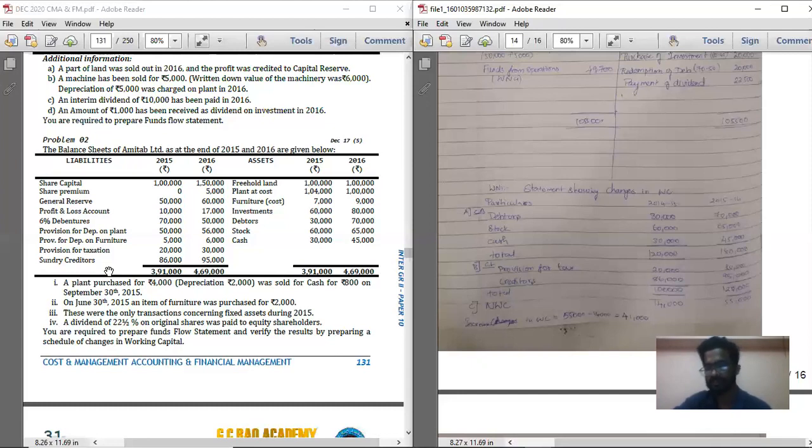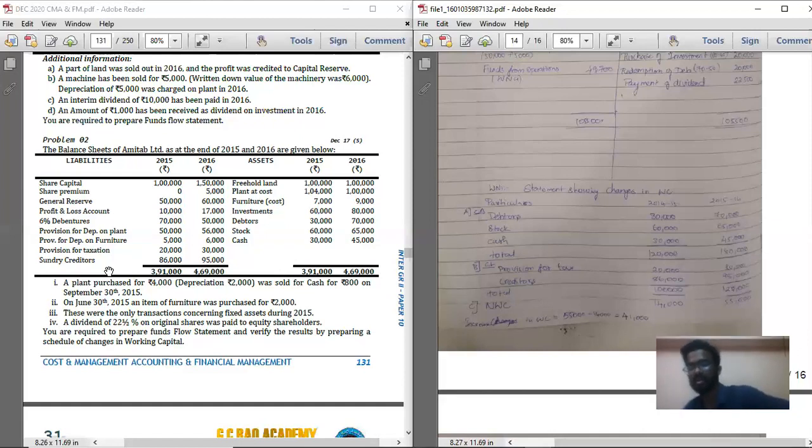So that is the net working capital. For 14-15, working capital is 14,000. For 15-16, working capital is 55,000. So there is an increase in working capital. So extra funds have been applied for working capital. So it should be taken to the application of funds side.